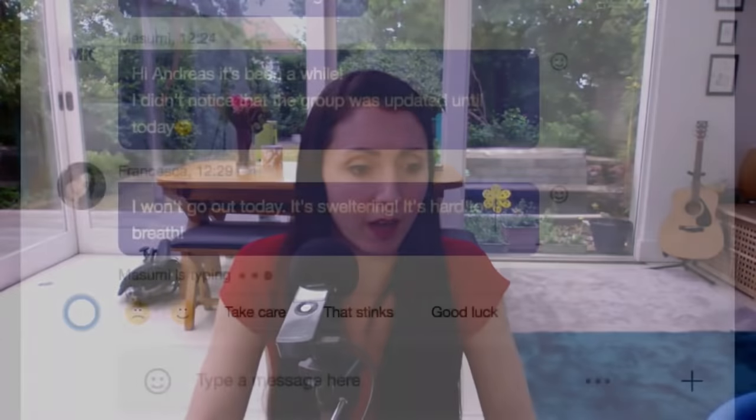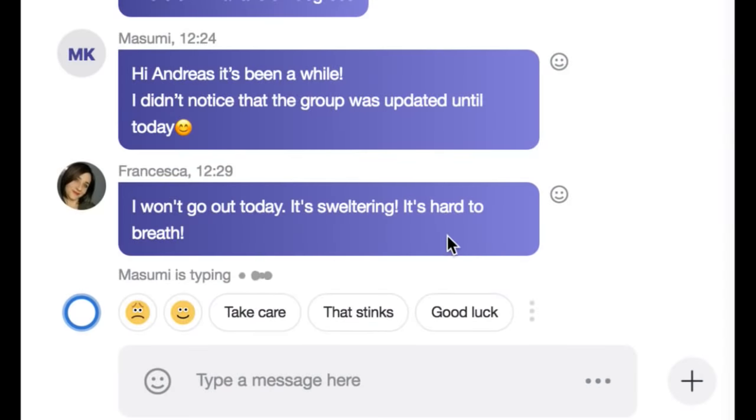Let me add this to the notes, muggy and humid. Humid, we use humid when it's kind of warm, wet heat. So you'll have a lot of humidity in the rainforest, for example. Okay, fantastic. Thank you for those suggestions, guys. Keep them coming. Okay, so Francesca on the Skype group says, I wouldn't go out today. It's sweltering. It's hard to breath.